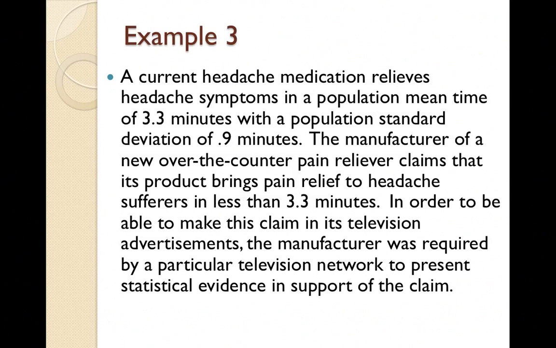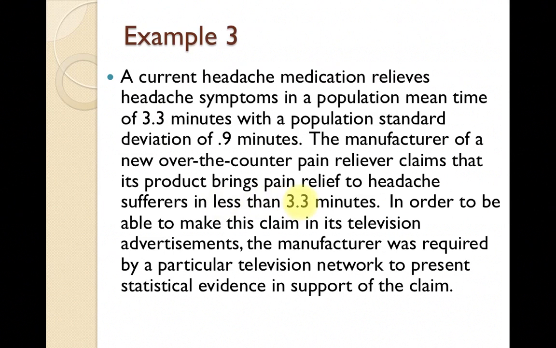Okay, our last example. A current headache medication relieves headache symptoms in a population mean time of 3.3 minutes with a population standard deviation of 0.9 minutes. So here we have our mu, here we have our sigma. The manufacturer of a new over-the-counter pain reliever claims that its products bring pain relief in less than 3.3 minutes. So here's our mu, here's our H0, here's our counterclaim, here's our HA, less than 3.3 minutes.